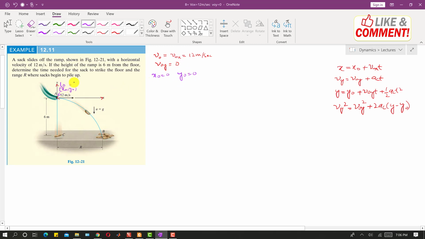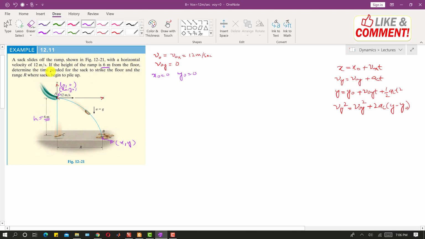And when the sake reaches this point B, what are the coordinates of this point B? Let's say that the coordinates at this point are x and y. As we can see, it is given in this problem that the height of the ramp from the ground is 6 meters.